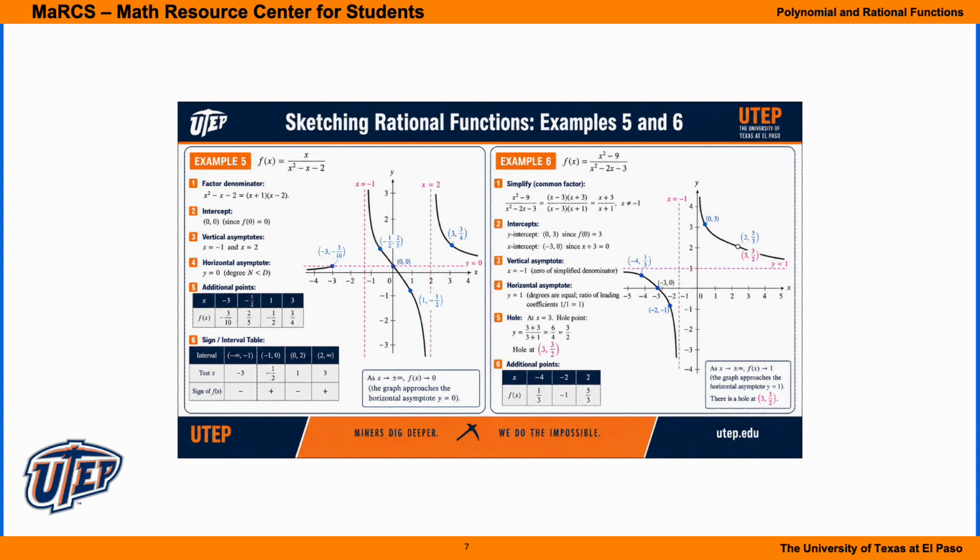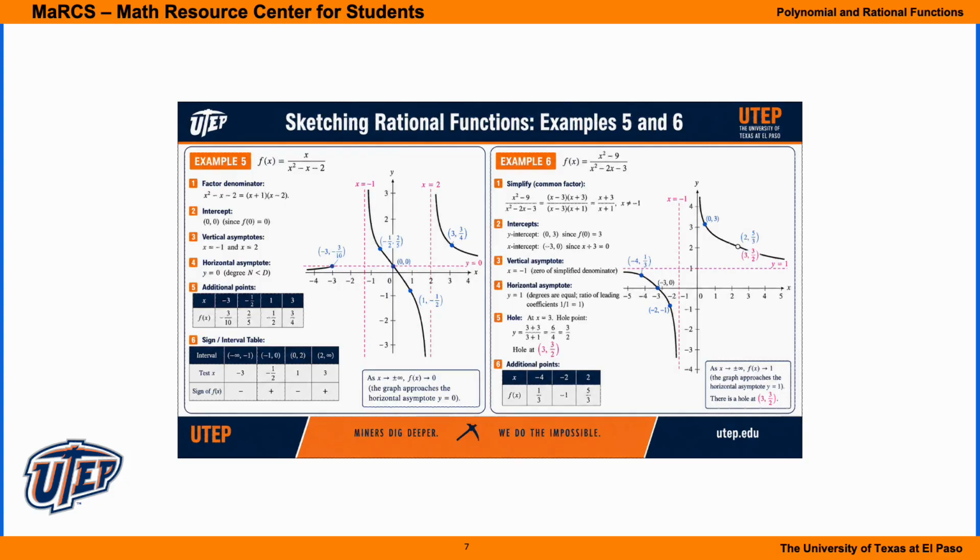For our vertical asymptotes, we stated those happen at the zeros of the denominator. So setting x plus 1 equal to 0 will imply x is equal to negative 1, and setting x minus 2 equal to 0 will imply x is equal to positive 2. As for our horizontal asymptote, since the degree of the numerator, 1, is less than the degree of the denominator, 2, we'll have a horizontal asymptote of y is equal to 0.